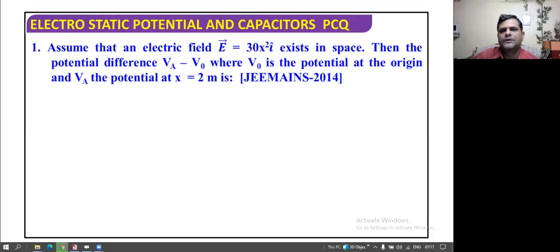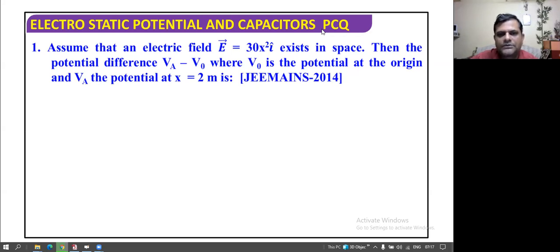Okay, so let us see this first question. Assume that the electric field E bar is equal to 30 x square i bar exists in the space. Then the potential difference VA minus V naught, where V naught is the potential at origin and VA is the potential at the distance x equal to 2 meter, is.